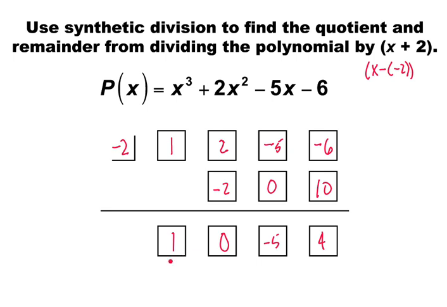So we end up with this division equation. P of x divided by x plus 2 equals, and then these are the coefficients of the quotient, which is going to be 1 degree lower than the original polynomial. So x squared, 0 means that there is no linear term, so we get x squared minus 5 with a remainder of 4. And from the remainder theorem, we know that this term is the same as p of negative 2.